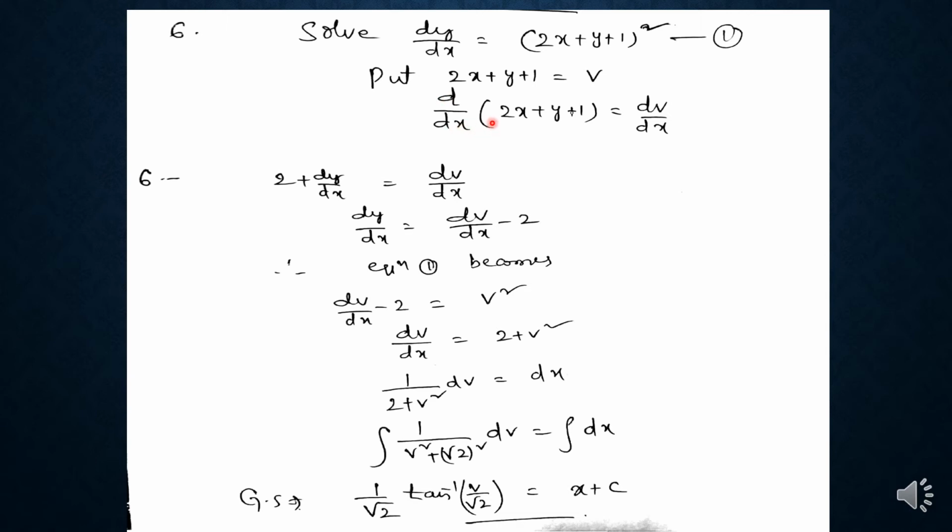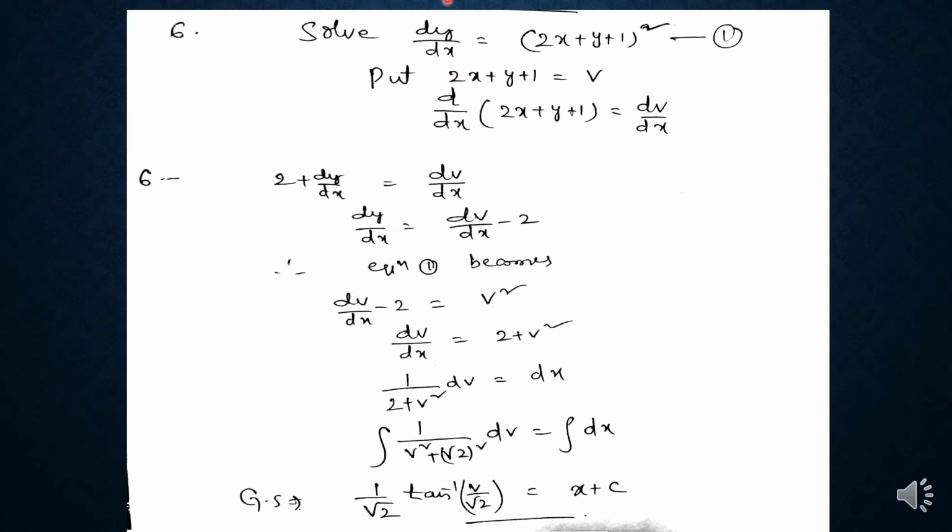d by dx of 2x plus y plus 1 is equal to dv by dx. Now d by dx of 2x is 2, plus d by dx of y is dy by dx, plus d by dx of 1 is 0, that is equal to dv by dx. Then dy by dx is equal to dv by dx minus 2. Therefore equation 1 becomes dv by dx minus 2 is equal to v square.